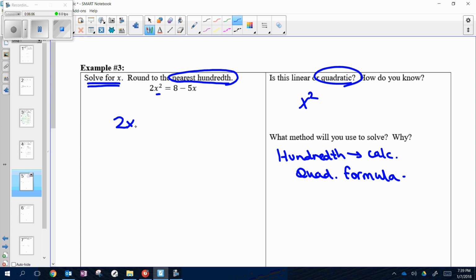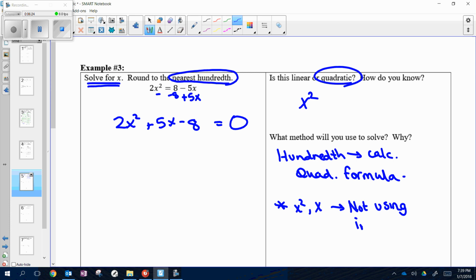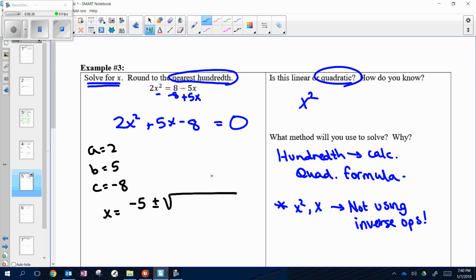So let's get 2x squared plus 5x minus 8 equal to 0. Again, there was an x squared and an x, so I can't use inverse operations. Not using inverse ops unless there's only an x squared. So a is 2, b is 5, c is -8, x equals -5 plus or minus the square root of b squared is 25 minus 4 times 2 times -8 all over 2 times 2.